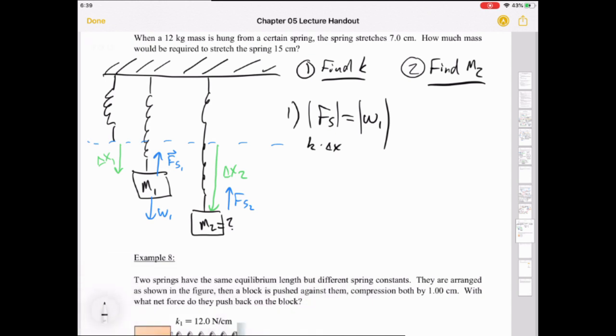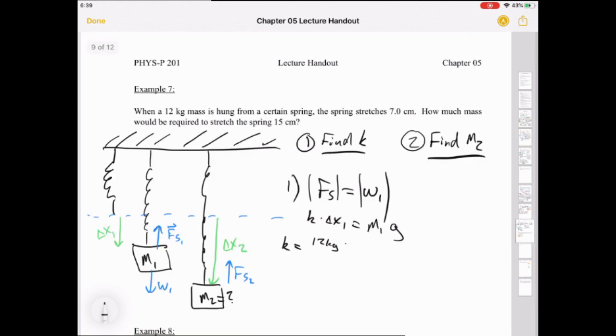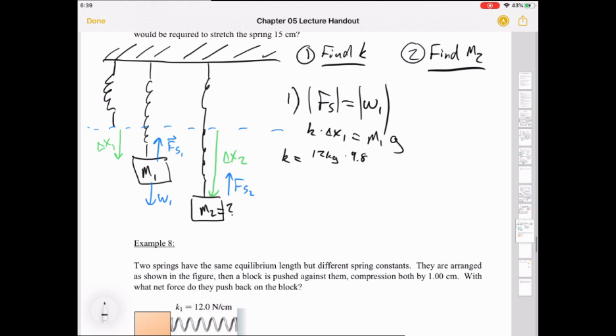So K delta x1 equals m1g. Okay, this lets me solve for K. K equals m1g over delta x1. M1 is 12 kilograms. G is 9.8 meters per second squared. And that delta x is 0.07 meters. So I get a spring constant here that is 1,680 newtons per meter.